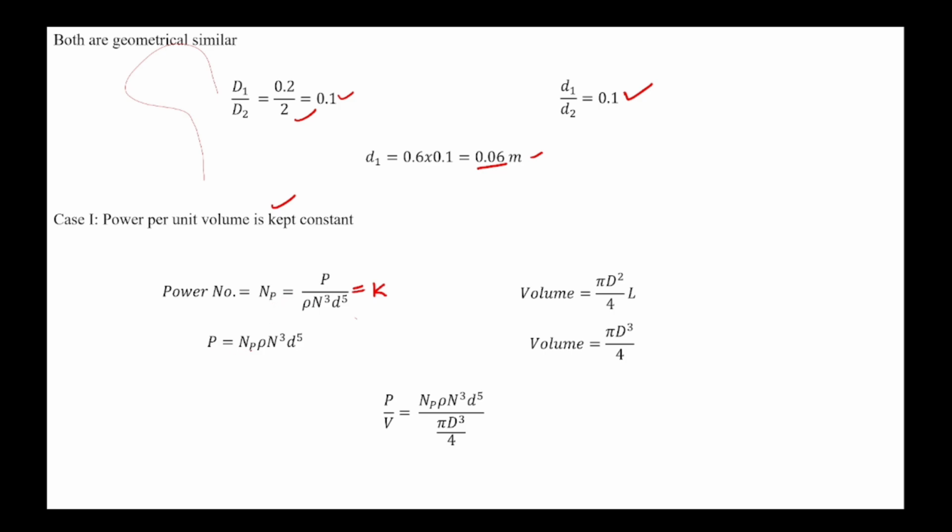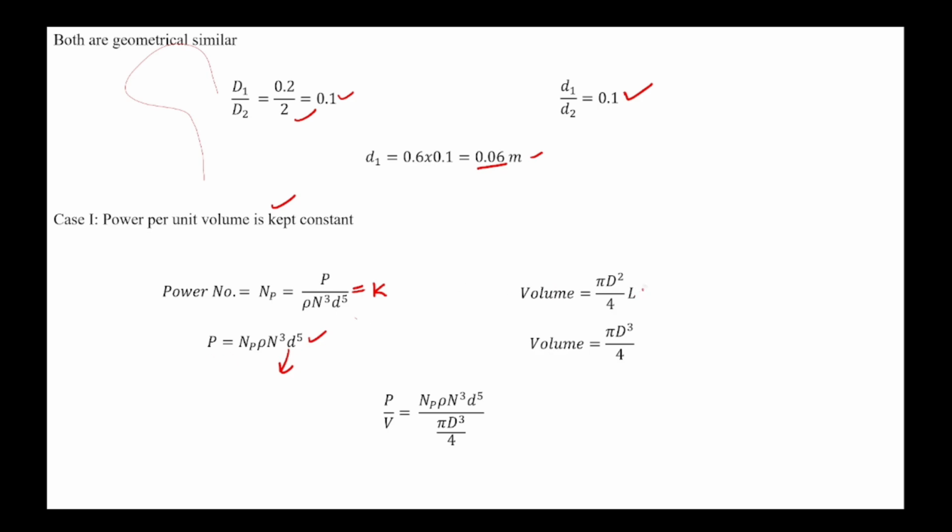So P will be equal to NP rho n cube d to the power 5, where this d is the diameter of the turbine, not the diameter of the tank. Remember that this is the diameter of turbine, not the diameter of the tank. Okay, in 2003 or 2004 there is a question. In the question itself it is given that this d is the diameter of tank. No, that is wrong. This is the d that is the diameter of the turbine. Only then the question will solve. Okay, so P will be this.